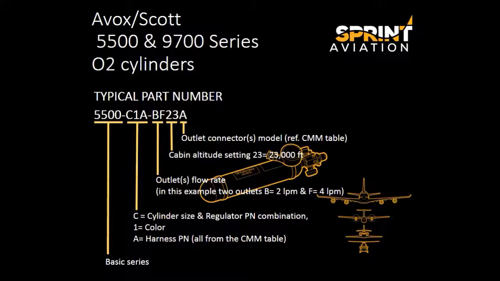Then the flow rate for each outlet, keeping in mind that there are usually 2 different outlets, principally a 2-liter and 4-liter per minute outlet. You could also have both outlets at the same rating, such as 4 liters per minute. The altitude setting for a pressure flow relationship. In this example, we are showing a 23,000 feet cabin altitude setting. And finally, the outlet model.